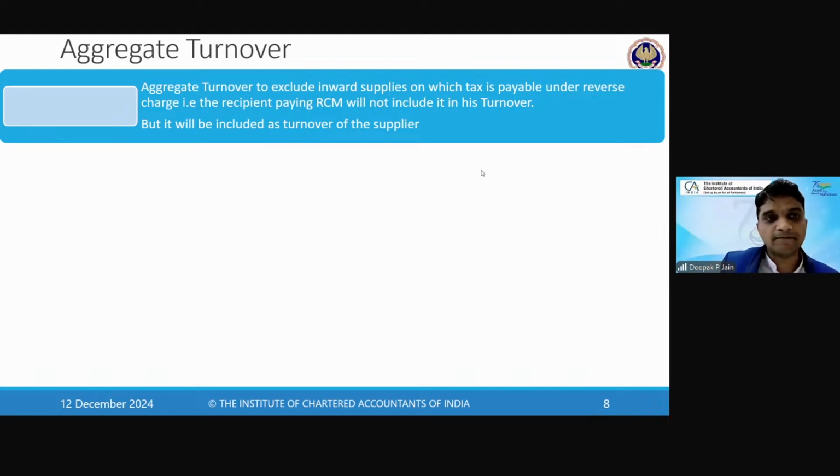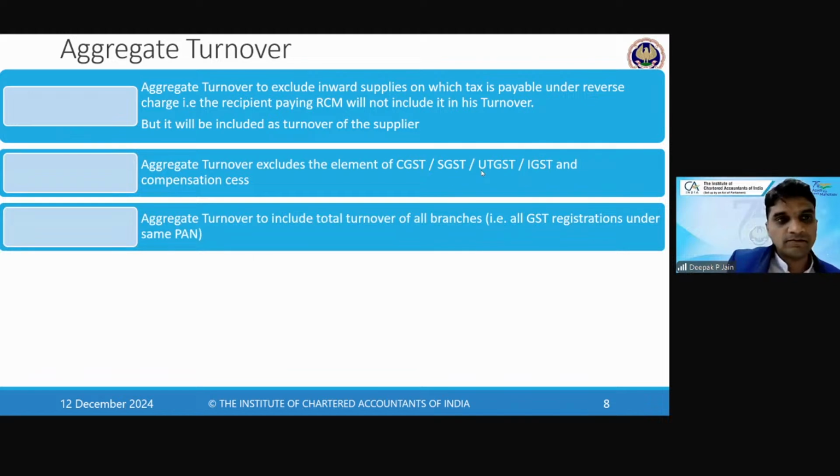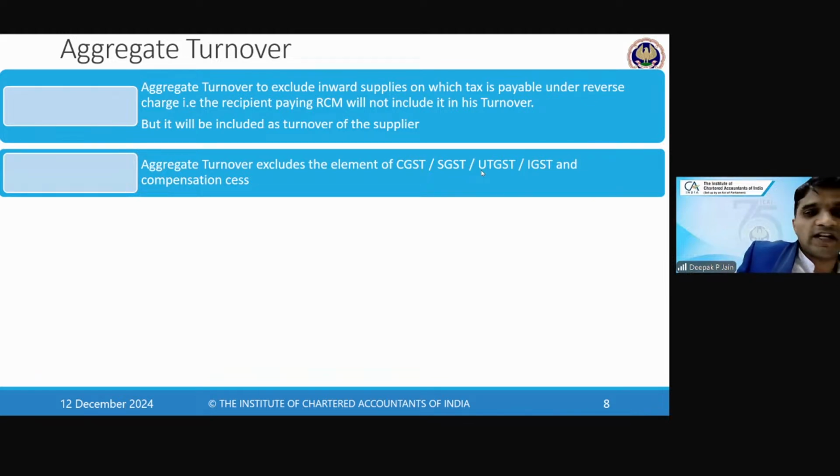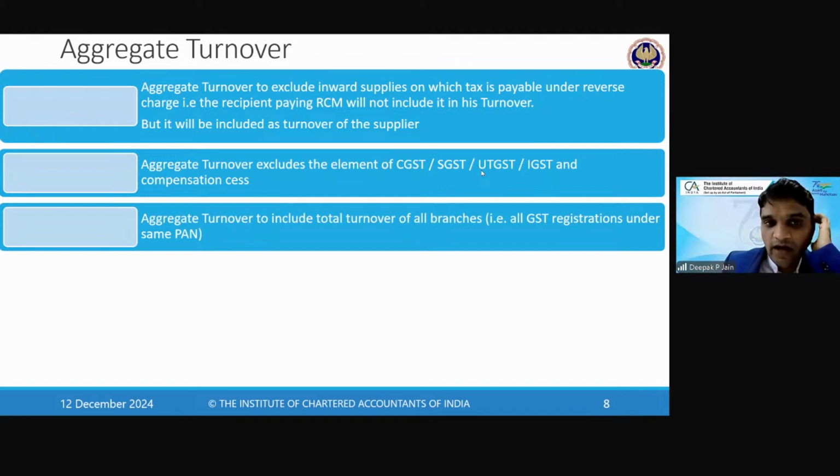Okay. Second part. Aggregate turnover excludes the element of taxes. Whatever taxes you are collecting, don't include them. Aggregate turnover includes the total turnover of all the branches, that is all GST registrations under the same PAN. It could be in different states. That also has to be included.